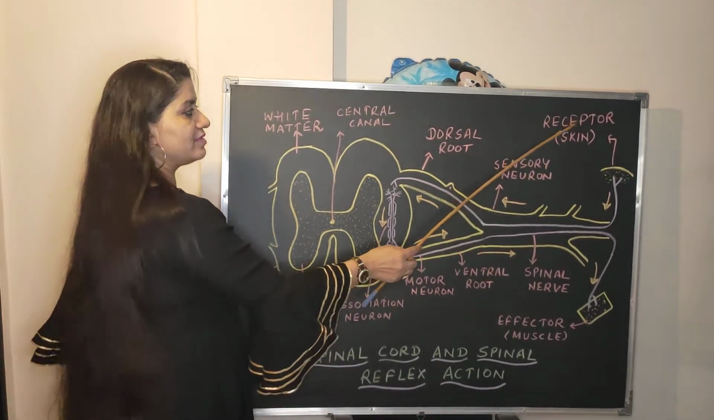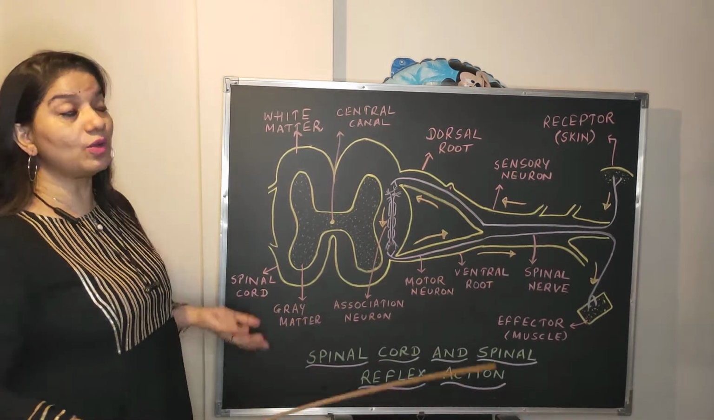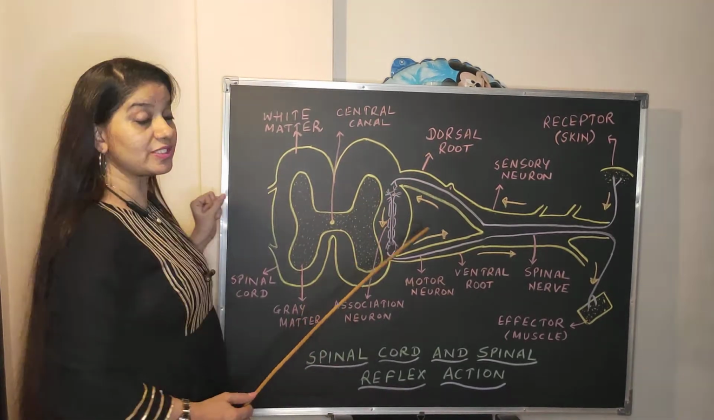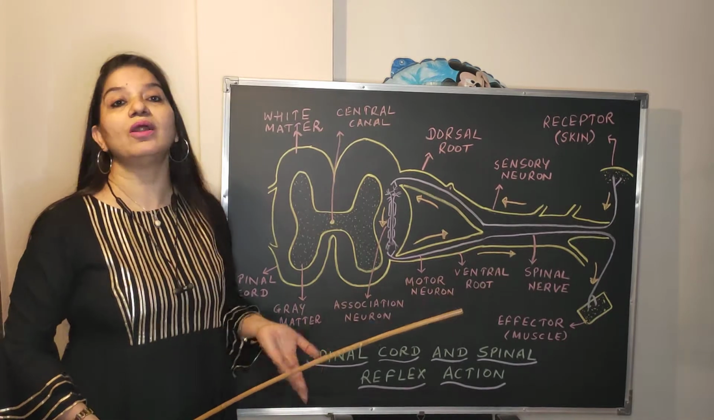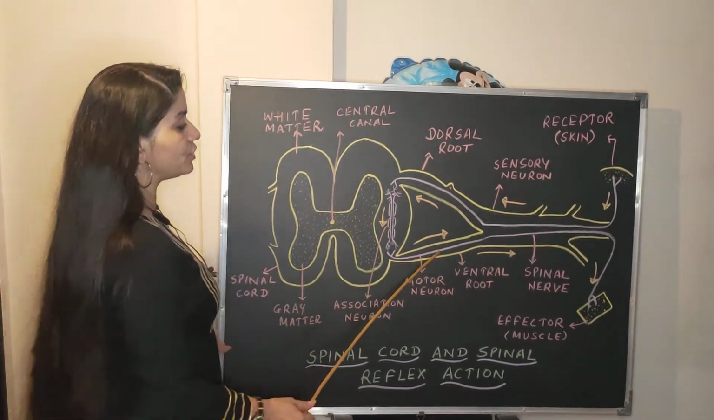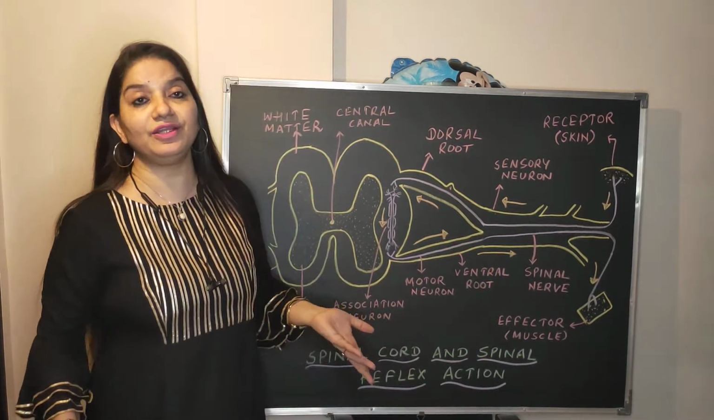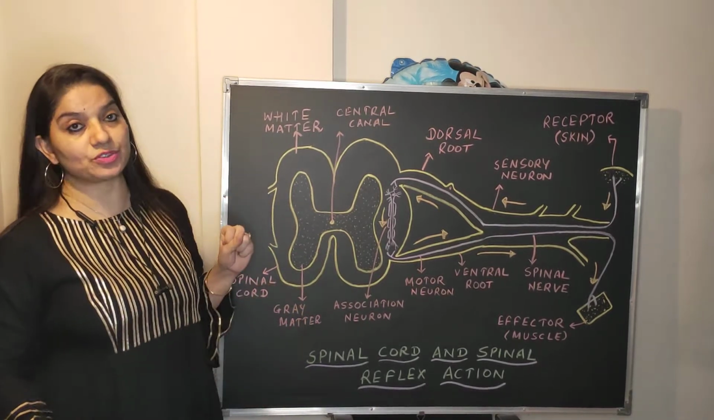Again, these are the receptors. Receptors have sensory neurons. The sensory neuron will acquire this information and take it to the central nervous system, that is, to the spinal cord. The spinal cord has an association neuron or relay neuron. They will interpret the information and convey it to the motor neurons, and these motor neurons will finally convey it to the muscles or glands, that is the effectors, and then they give a response to the stimuli.